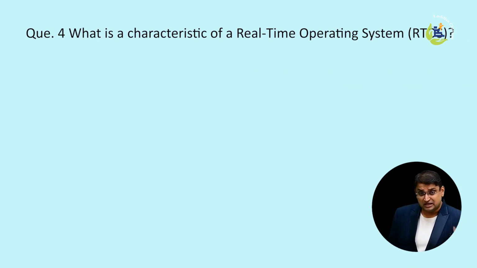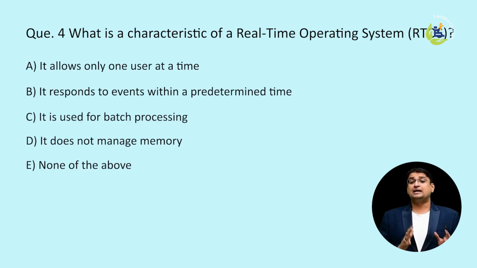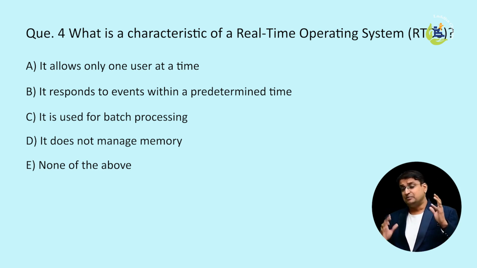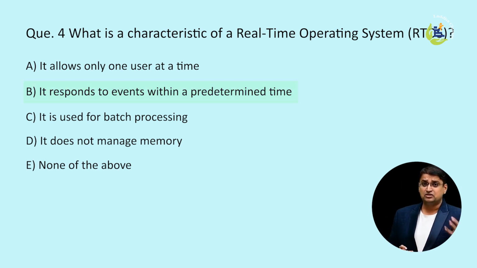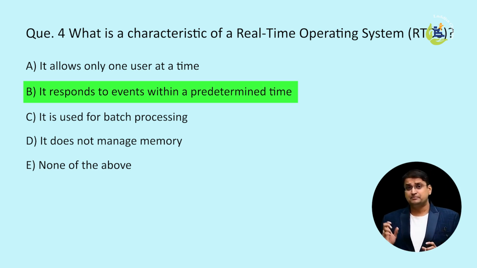Question 4. What is a characteristic of a real-time operating system, RTOS? Options are it allows only one user at a time. It responds to events within a predetermined time. It is used for batch processing. It does not manage memory. None of the above. Correct answer option is B. It responds to events within a predetermined time.